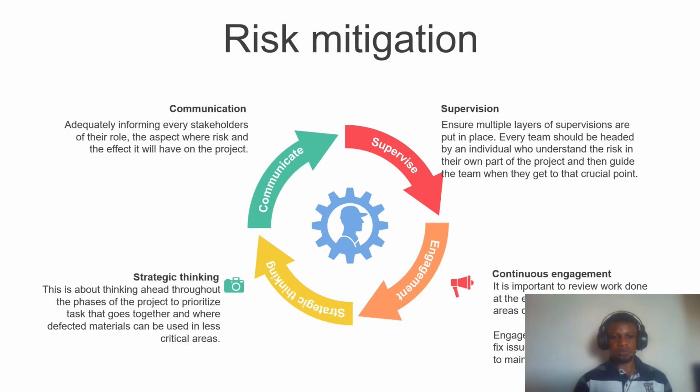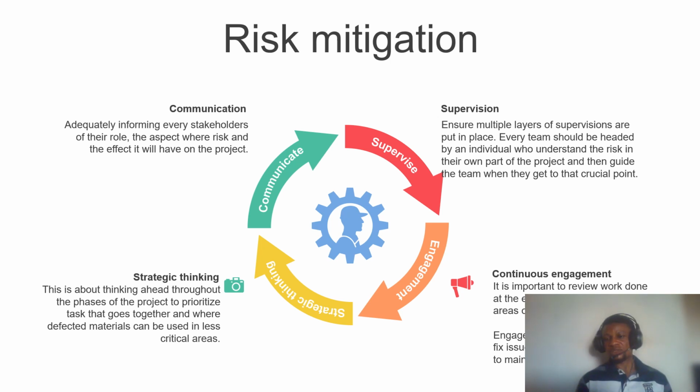Strategic thinking, which is, of course, the ability to think ahead throughout the project development phases to be able to prioritize tasks, especially those tasks that go together. This will help to manage resources even when they are becoming excess, right? So, for instance, if flooring of the main auditorium is going side by side with flooring of the offices, and if there is excess materials or excess mixed cement and sand for the main auditorium, these can be diverted to the offices. So the strategic thinking would help to identify tasks that can flow together.